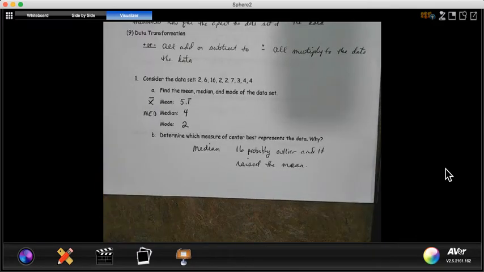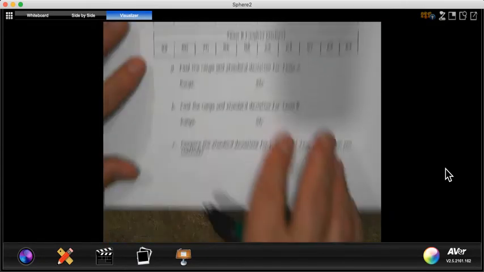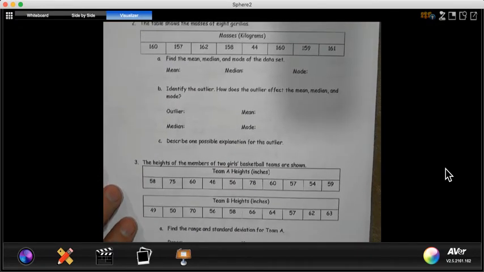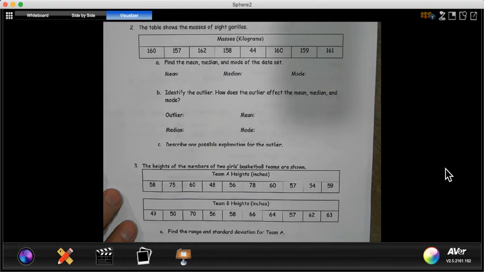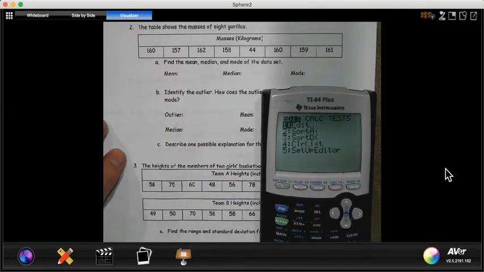Okay, let's do another one. Number 2. The table shows the masses of 8 gorillas. Find the mean, median, and mode. So we're going to go to our 1-Var Stats and type in the data. Clear. You can also type over it. All right, so I have 8: 160, 157, 162, 158, 44, 160, 159, and 161.